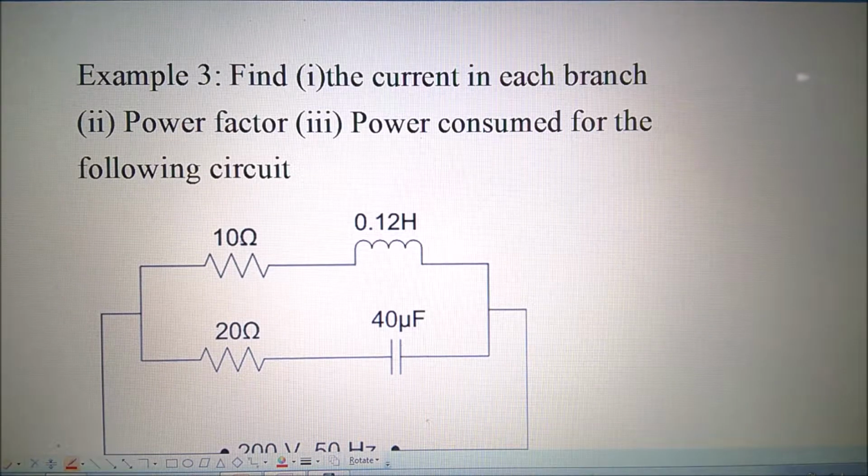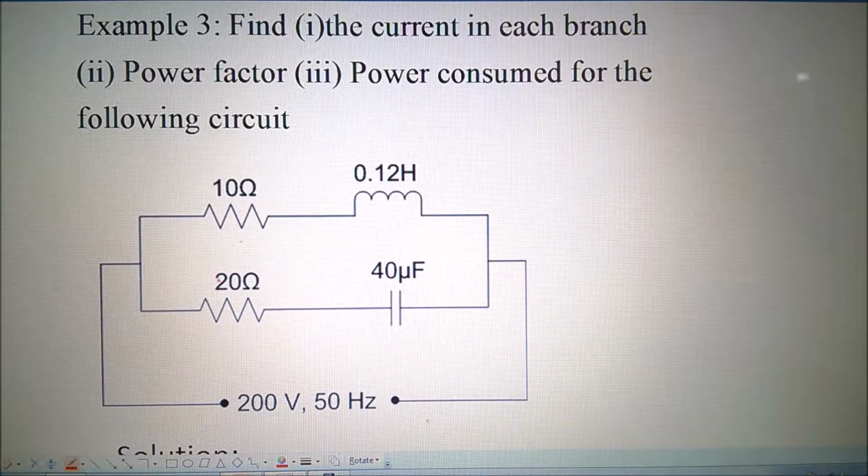Let us take another problem on AC circuit, and this is an AC parallel circuit. In this, you see the circuit is given and it is asked to find out the current in each branch, and also the power consumed in the circuit and the power factor. And we'll draw the phasor diagram also.